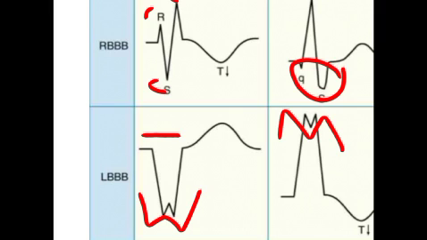Okay, here the same in the left bundle branch block. The left bundle is disturbed or blocked, so the current first comes through the right bundle and activates the right side of the heart and then spreads to the left. This is why it gives us this shape, because the current goes from right to left. So in V1 it will be negative, as you see here, because of the abnormal current pathway. Okay.